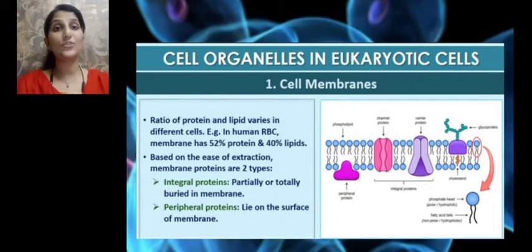So the two types of proteins present in the membrane are the integral proteins and peripheral proteins, and this is based on the ease of extraction, how easily they can be extracted. Peripheral proteins lie on the surface of the membrane, whereas integral proteins are partially or totally embedded within the membrane.